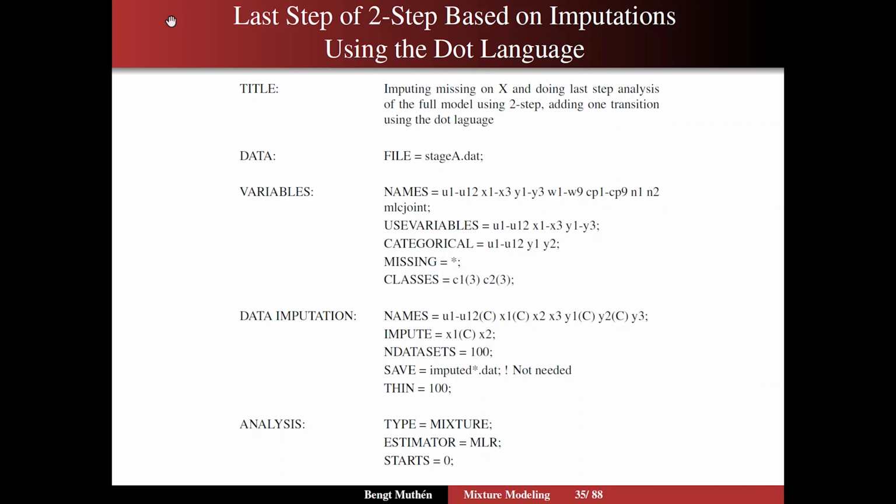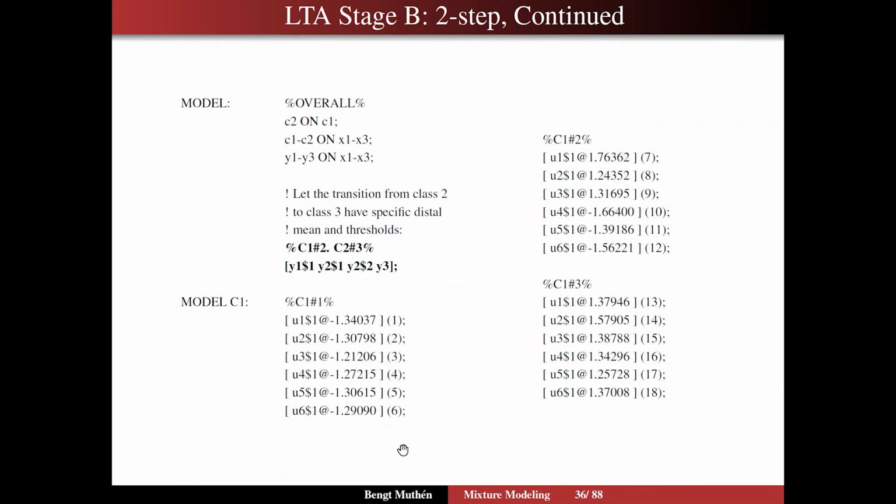So slide 35 then, let's take a look at how two-step analysis deals with this. So we have the stage A analysis here using two-step, where the used variable list is like this, including the indicators. And we do data imputation just like before. And nothing is new on this slide so far. What's new comes on slide 36, where in addition to this overall statement, we also add a class combination specific statement. So let the transition from class 2 to class 3 have a specific distal mean and threshold. C1 sharp 2 dot C2 sharp 3. And then we give in brackets those intercepts or means and thresholds. So that's how you do this specific transition pattern influence on the distals.